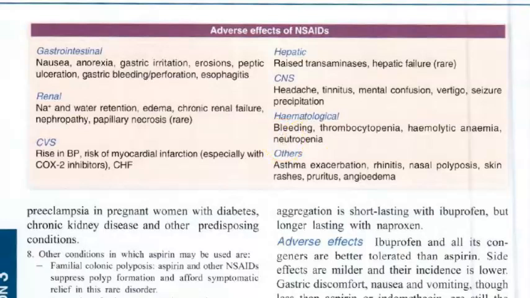In this video, let us look at the adverse effects of NSAIDs. NSAIDs means what? Non-steroidal anti-inflammatory drugs. Anti-inflammatory, that's all you remember. They'll also reduce some pain, mainly. Pain reduction and reducing inflammation.